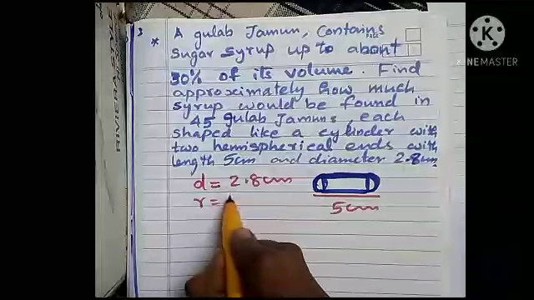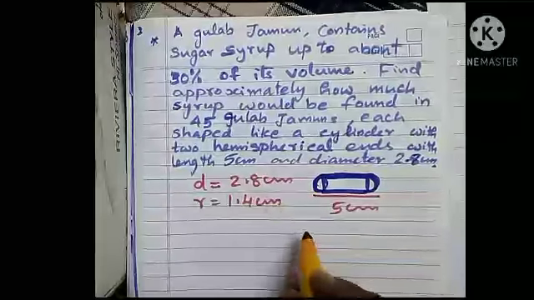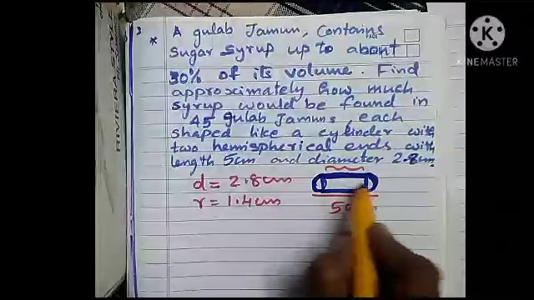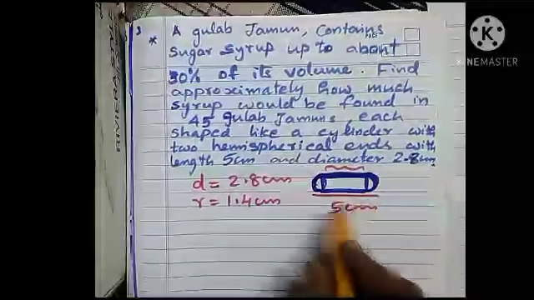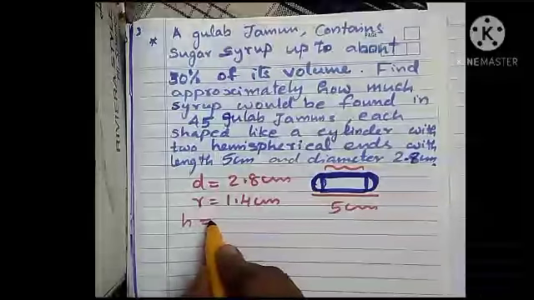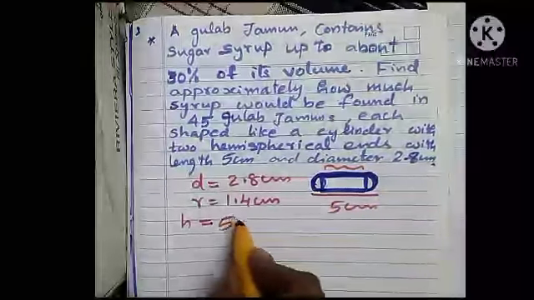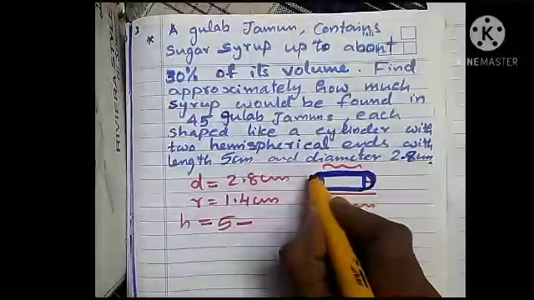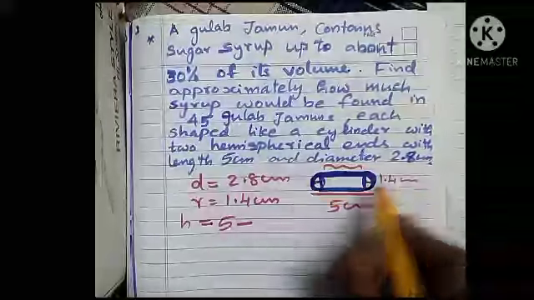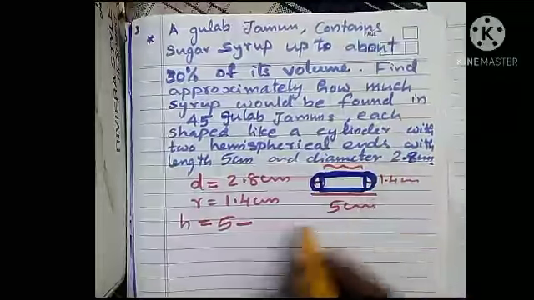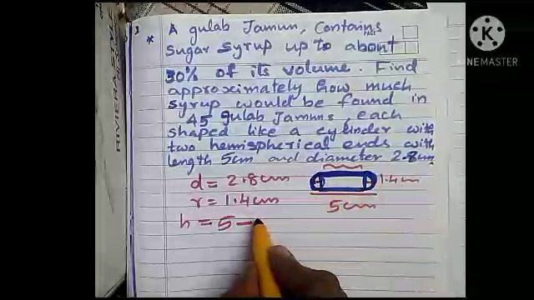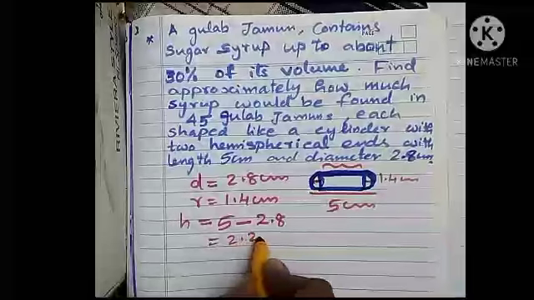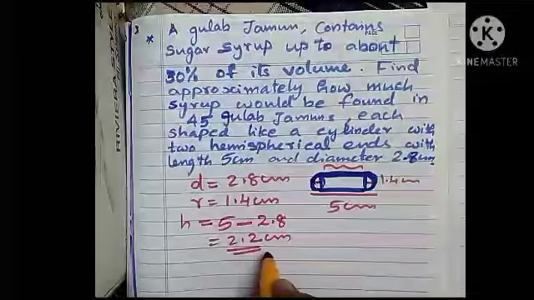Therefore, radius is equal to half of that, that means 1.4 centimeter. Now, we have to find the height of the cylinder, or the length of the cylinder part only. So, for that, we can calculate h from the total length, which is given as 5. So, 5 minus one radius here and one radius here also. And what's the radius? 1.4 centimeters, here also 1.4 centimeters. The radii we can subtract. That is 5 minus (1.4 plus 1.4), that is 5 minus 2.8, which is equal to 2.2 centimeters. So the height is 2.2 centimeters.